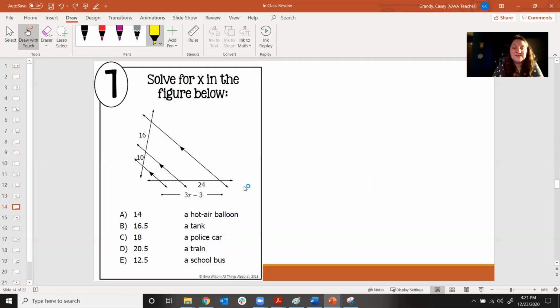In number 14, this one is a little bit trickier in the sense that we don't know this little piece right here, but we know this whole length, which means we could probably find out this whole length. Go ahead and try this one, see what you get.